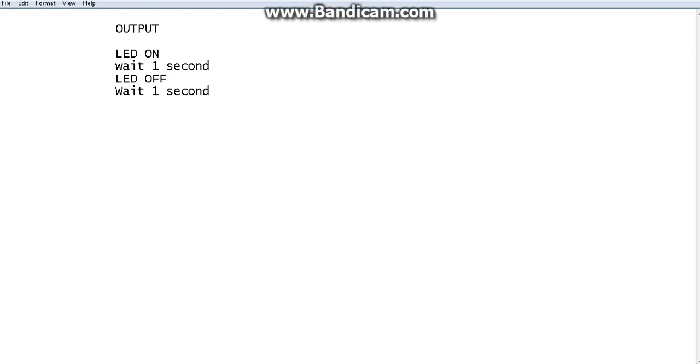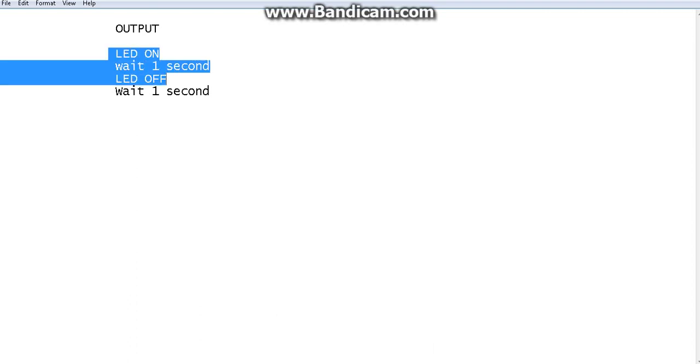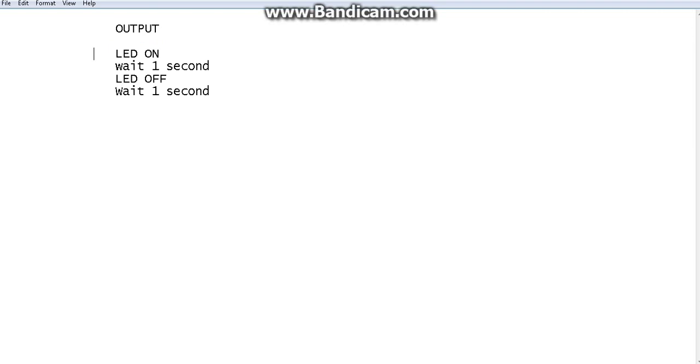So you can change the time later if you want. For the moment, 1 second. This is the process I want to happen, right? So shall I keep writing it forever?